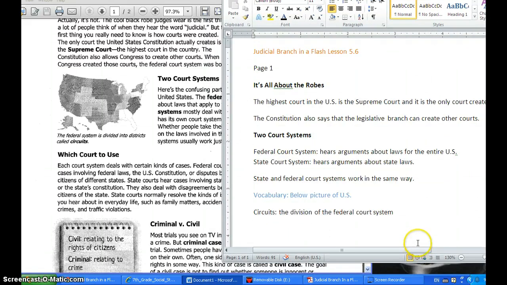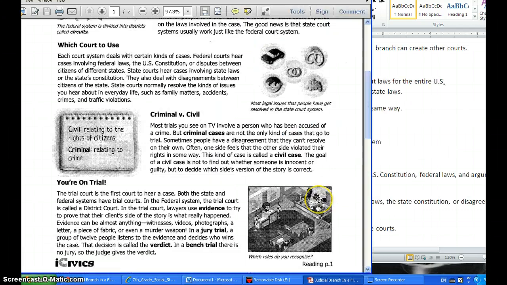Okay, so the next one says which court to use. So what I'm going to do is write that down. Which court to use. Okay, so I want you to take a moment and read the reading and then come back. Okay, so now that you've read the paragraph, which court to use, it's time to take a look at what you need to take notes on.